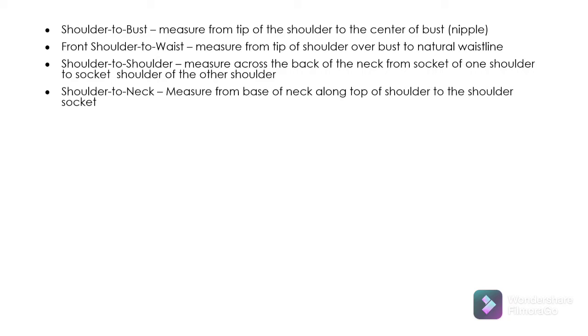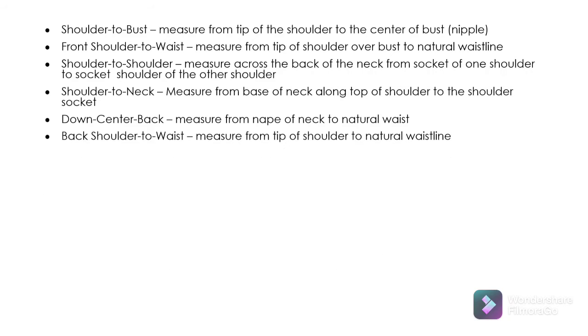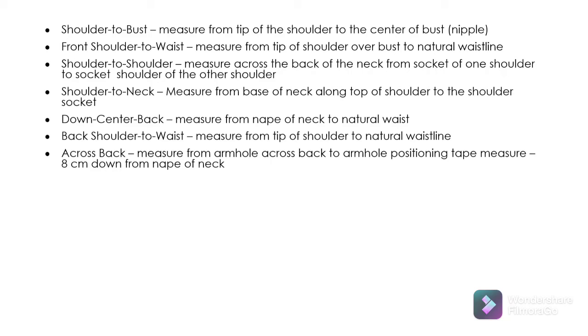Shoulder to neck, measure from the base of the neck along the top of the shoulder to the shoulder socket. Down center back, measure from the nape of the neck to the natural waist. Back shoulder to waist, measure from the tip of the shoulder to the natural waistline. Across back, measure from armhole across the back to armhole, positioning the tape measure 8 cm down from the nape of the neck.